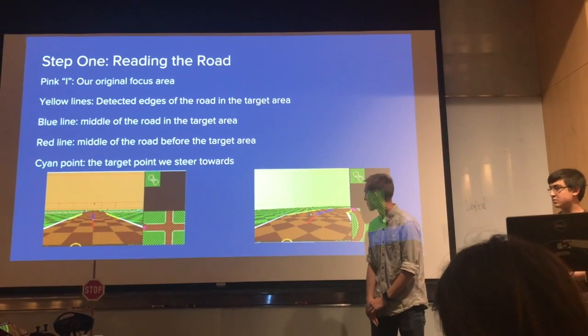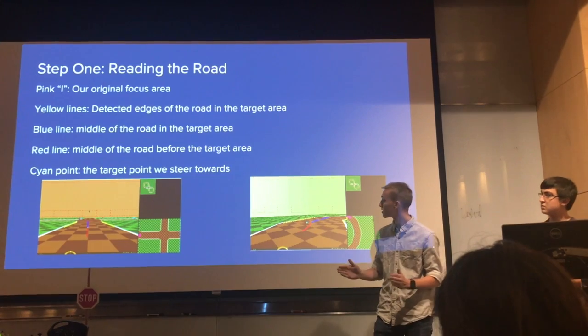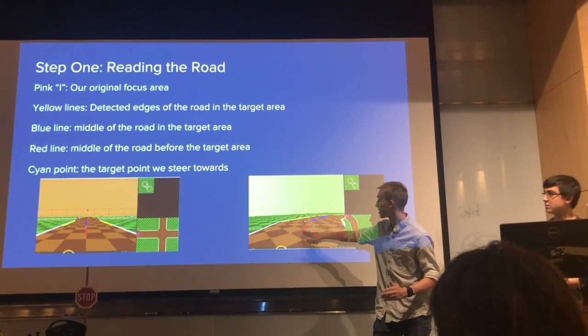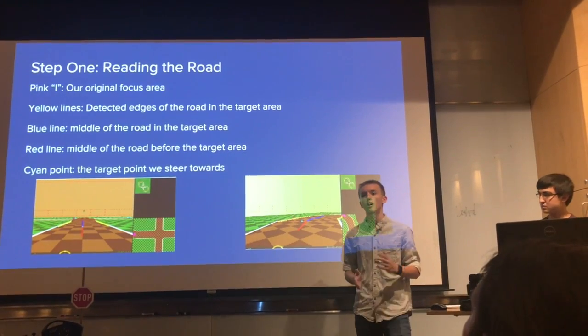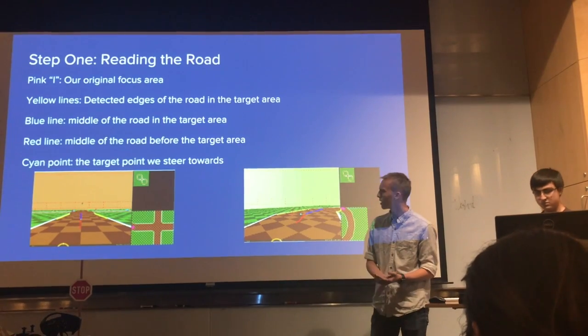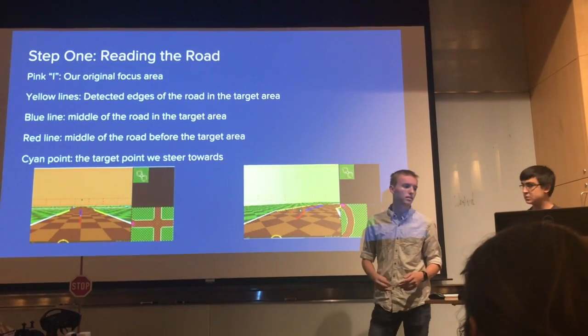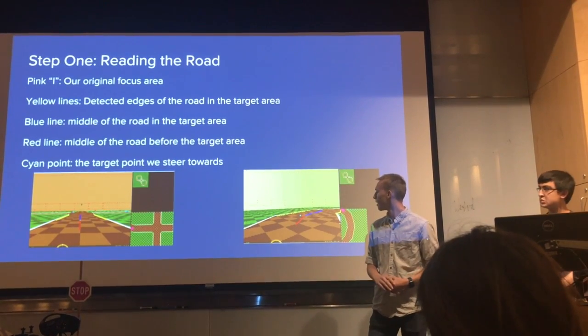And then from the yellow road lines, we average out those two points to get this center line, as you can see in the middle. And that was the trajectory that we wanted to take with our car. And then the cyan point is the steer point, which we'll get into more in depth in a second.